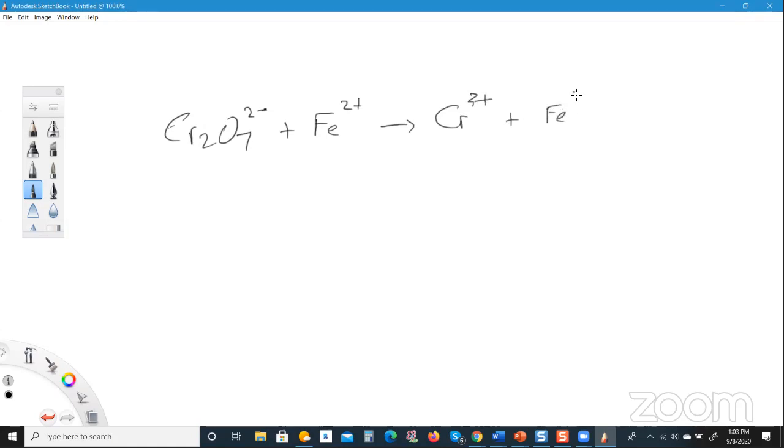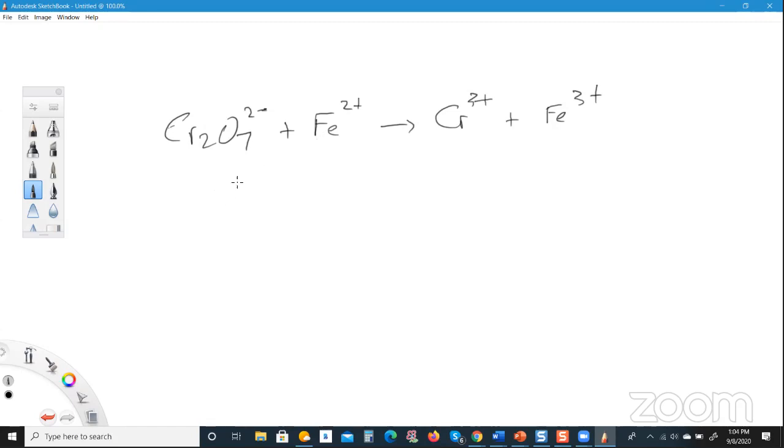All right, so this is a typical unbalanced redox equation, and you could be asked to balance it. These are the steps that you have to go through in order to balance a redox equation. The first step is that you separate this equation into two half equations, right? One half equation would be oxidation and the other half equation would be reduction.